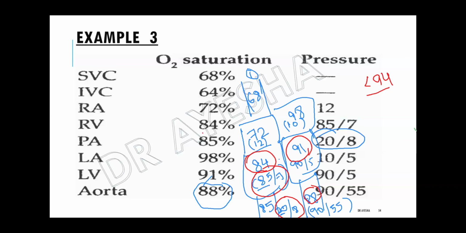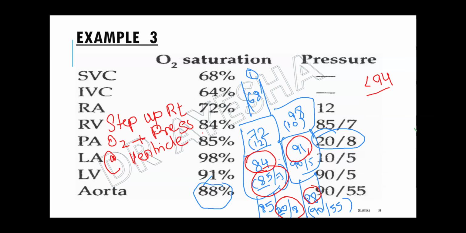So now you have detected it. You have already told me that there is a step up. Keep it in mind: step up on the right side, saturation plus pressure. But now you have to tell me the level. Where does that step up occur? At the level of the ventricle.